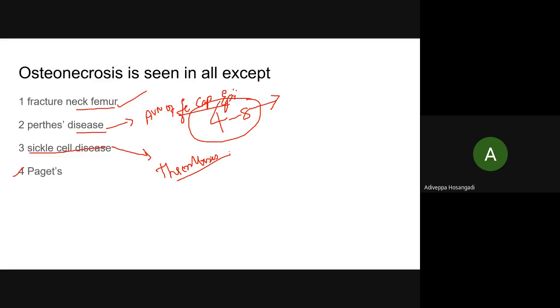Avascular, am I clear, Manjunath? It was Manjunath, isn't it? Yes, sir. Am I clear? You told Partis, isn't it?